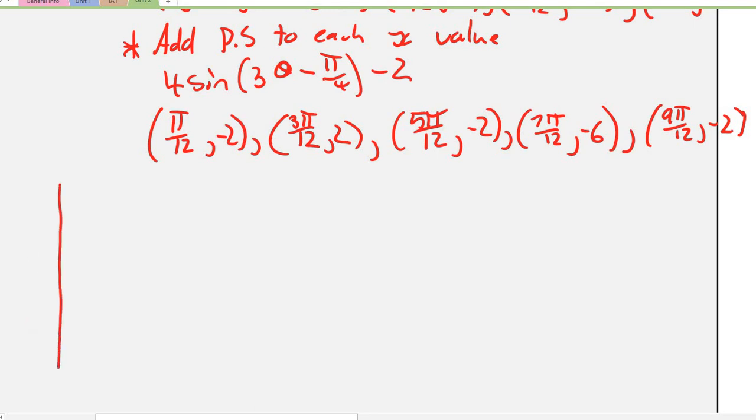So for this, guys, I know my median value is -2. My peak is 4. My trough is -6.